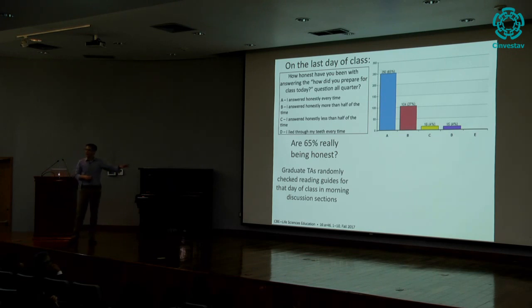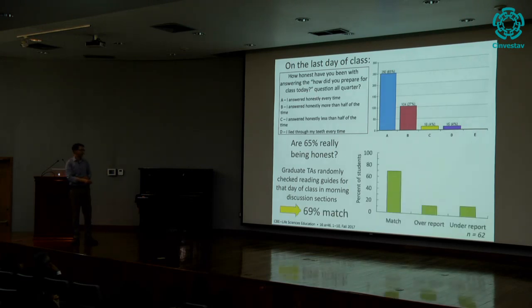And then we compared those reading guide visual completion rates with their clicker question answers. And we actually got 69% agreed with what they said in class. To me, I think that's just a coincidence, 69%, 65%, but maybe they are really being honest in that question, I don't know. But this was some way to help validate the data.